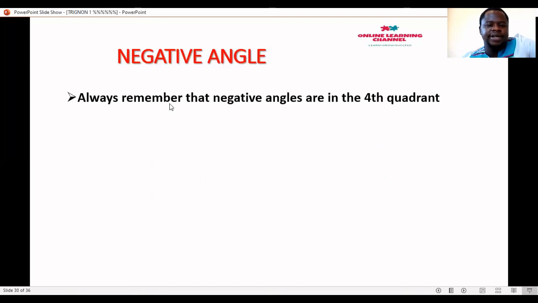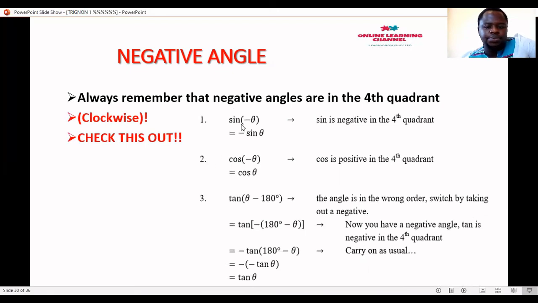So let's look at the negative angles. Always remember that negative angles are in the fourth quadrant. So we are going clockwise when you do negative angles. Check this out. If you have sin of negative theta, just know that it will be negative sin theta, because sine is negative in the fourth quadrant. And then cos of negative theta will be cos theta, because cos is positive in that quadrant.